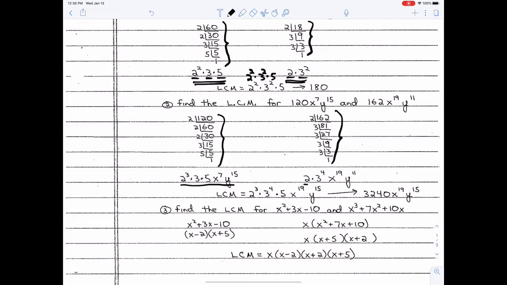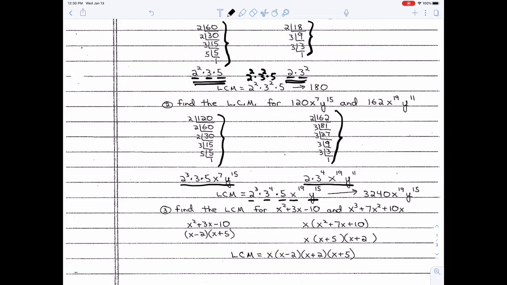And this gives me 2 times 3 to the 4th, x to the 19th, y to the 11th. So I write down the 2, the 3, the 5, the x, and the y. And now let's put their largest exponents on it. We have 2 to the 3rd and 2 to the 1st, so I'm going to write down 2 to the 3rd power. We have 3 and 3 to the 4th, so 3 to the 4th power is the largest exponent. 5, it's just 5.